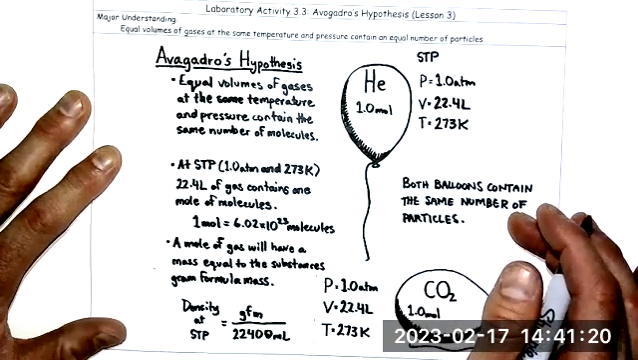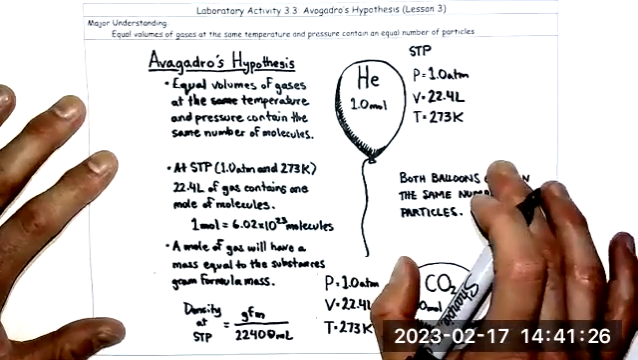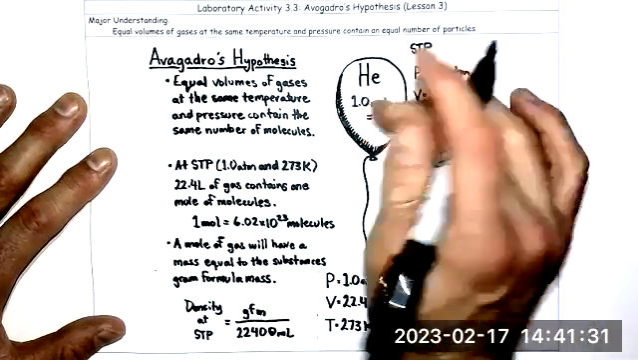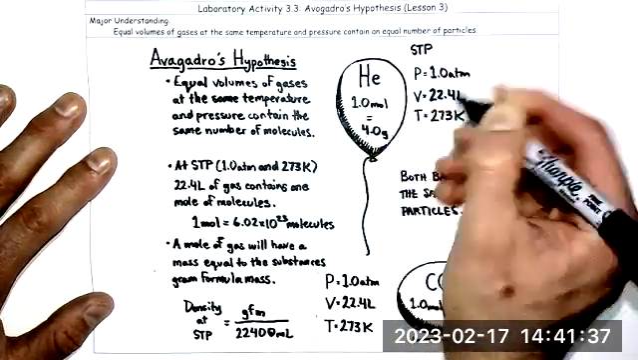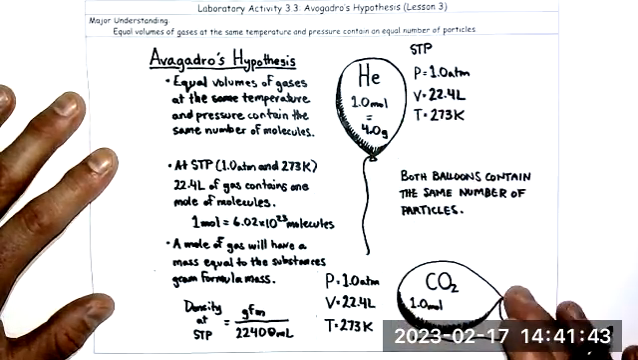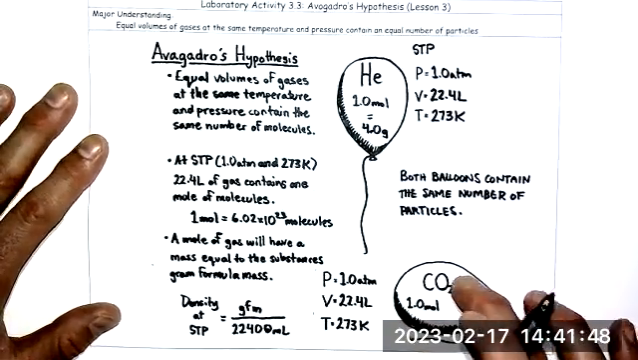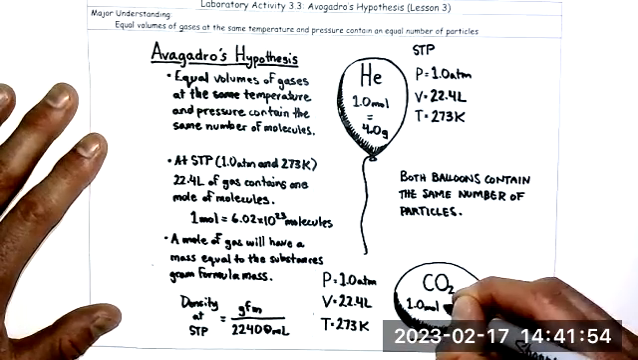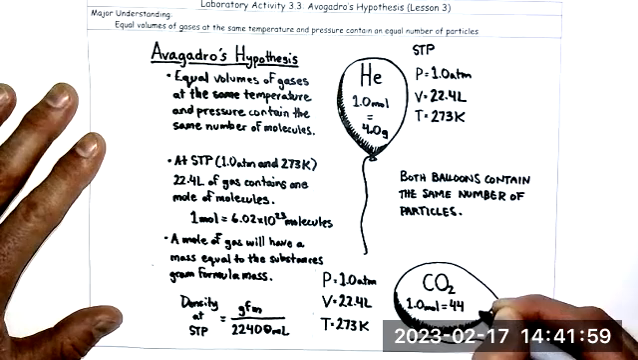Okay, so if we look at the gram formula mass for helium, since it's a monatomic element, we just look at the atomic mass for helium and convert it to grams. And so 1 mole of helium gas has a mass of 4 grams. But if we look at the gram formula mass for CO2, since we have 2 oxygens and 1 carbon, so 16 plus 16 plus 12, we actually have a gram formula mass of carbon dioxide that's equal to 44 grams, which is much larger.